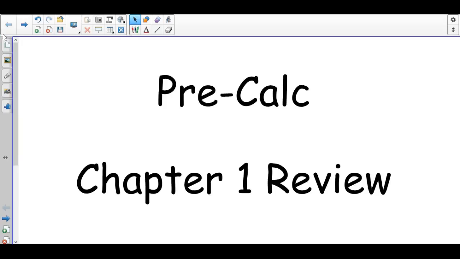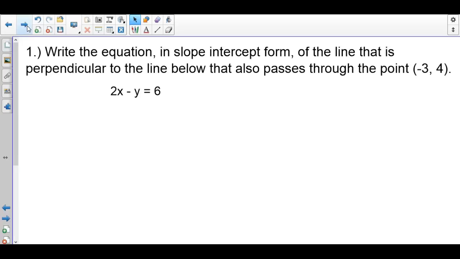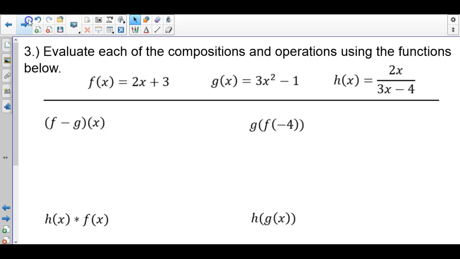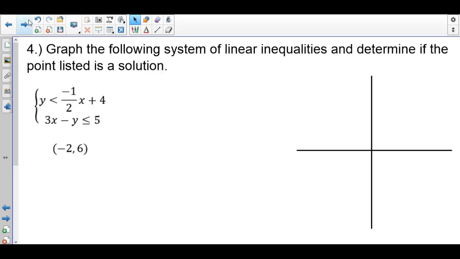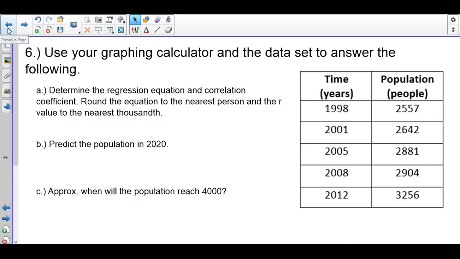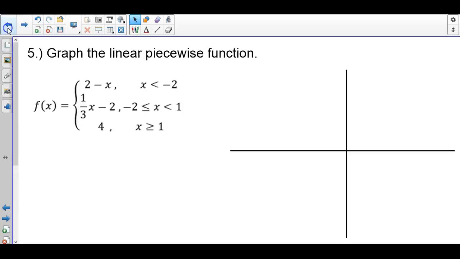What I'll do is give you a brief overview of some of the questions I'll go through in this video. First one we'll do is talk about slope-intercept form, about perpendicular lines, and then we'll talk about domain of square root functions and some of these rational functions. We'll look at compositions of and operations of functions, graphing a system of linear inequalities and determining if a point is a solution. We'll graph a linear piecewise function and then do a regression problem on the calculator.